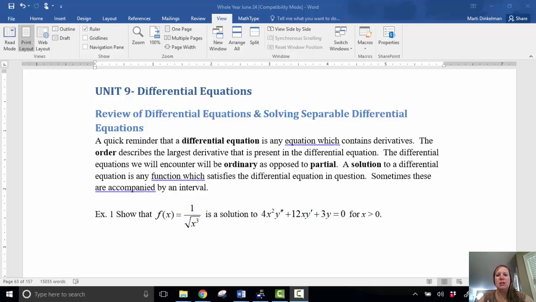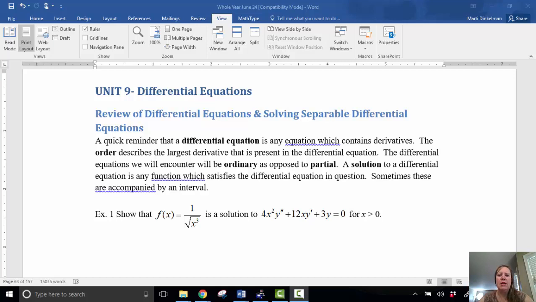A differential equation is an equation that has a derivative. If we talk about the order, a second order means that the largest derivative would be a second derivative. And then also sometimes you'll see ours called ordinary as opposed to partial. When you get to Calc 3, you'll talk about what partial derivatives are.